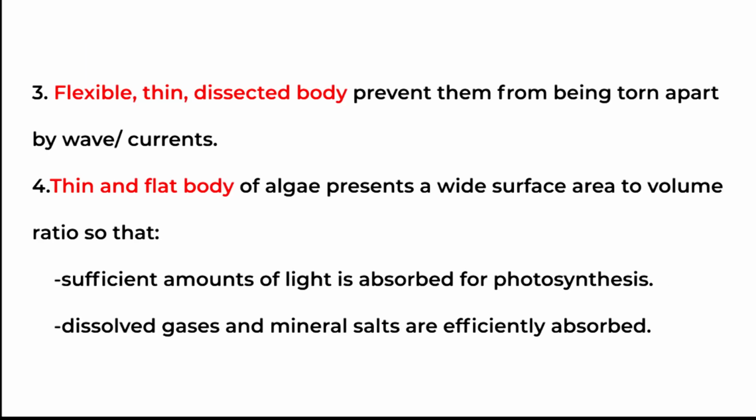Algae have a flexible, thin, dissected body. This is an adaptation that prevents them from being torn apart by waves or currents. These are thin and flat, okay? This presents a large surface area so that they can trap sufficient sunlight for photosynthesis and also so that gases can diffuse in and out.